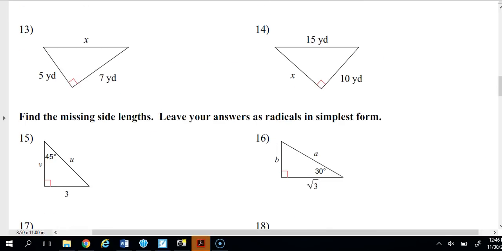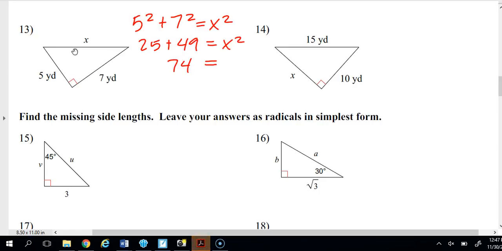So let's do 13 and 14 now. 13, again our legs are 5 and 7, so 5 squared plus 7 squared equals x squared. That's 25 plus 49 equals x squared. This is 74 equals x squared. So if we take the square root, x equals the square root of 74. If I divide 74 by 2, that gives me 37, and so that's a prime number, so I'm not going to be able to simplify that any more than that.